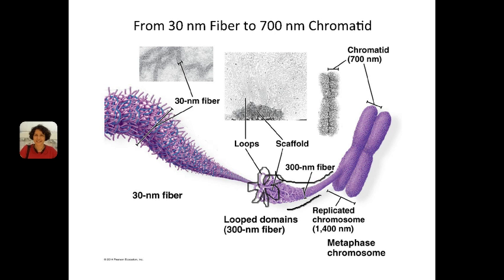And that 300 nanometer fiber is going to form loops, and those loops are then finally going to form the chromatid, which has a width of 700 nanometers. This process is not completely understood yet. There's lots of active research going on about it, but basically we see that there are successive levels of increasing condensation as you go from one level to the next in the formation of the chromosome.